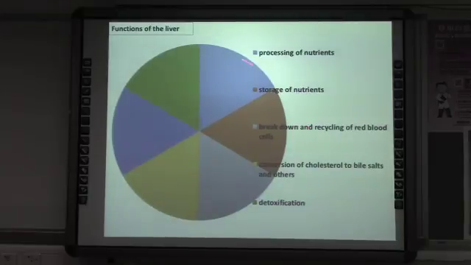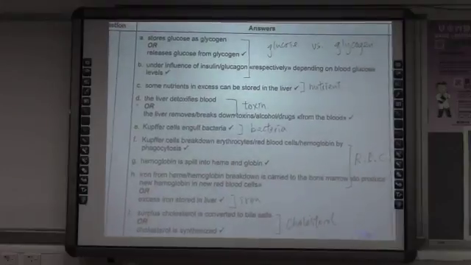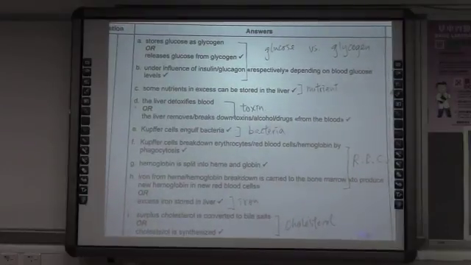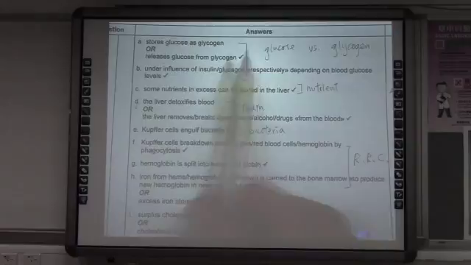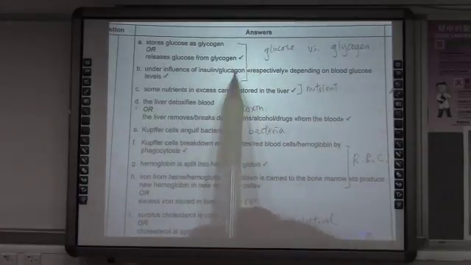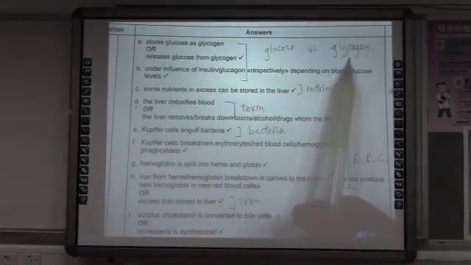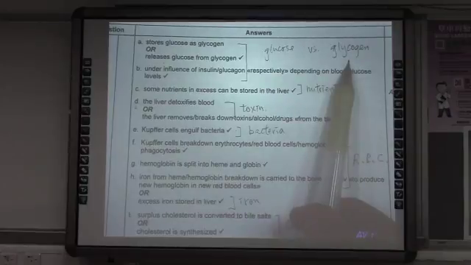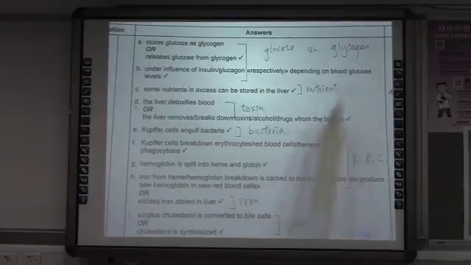So here, they all belong to the liver function. Alright, so now let's look at how we can put down our ideas point by point in the answers. I have grouped the marking scheme like this. Points A and B describe glucose and glycogen conversion. So it is a chemical change carried out by the liver.